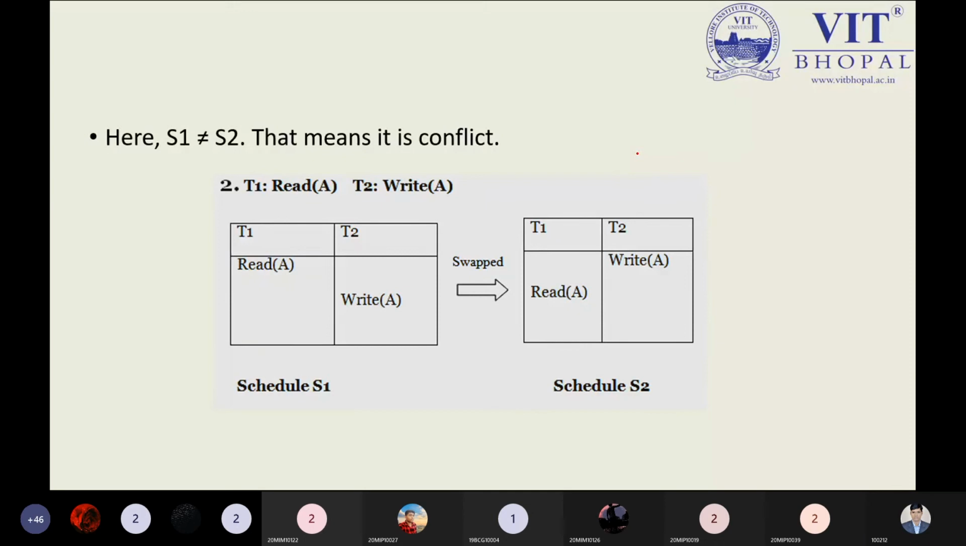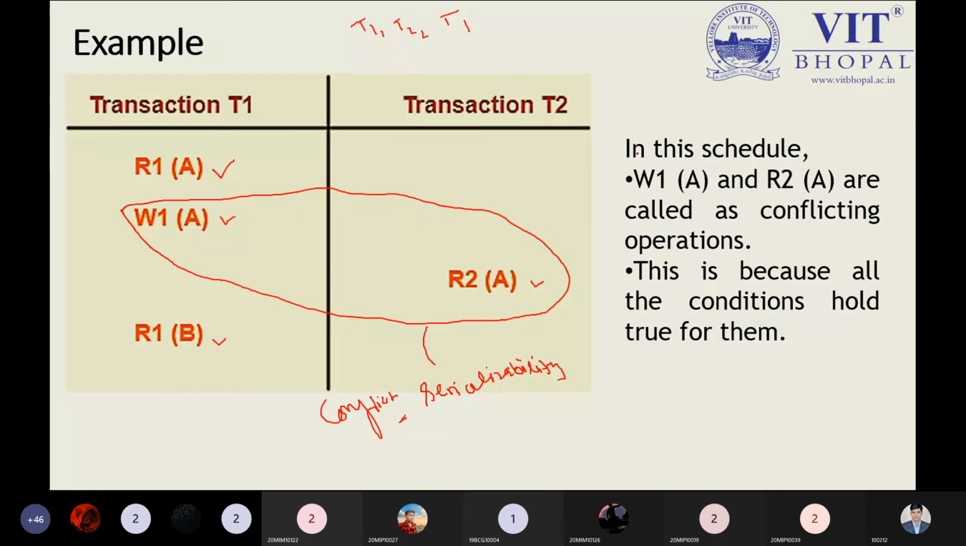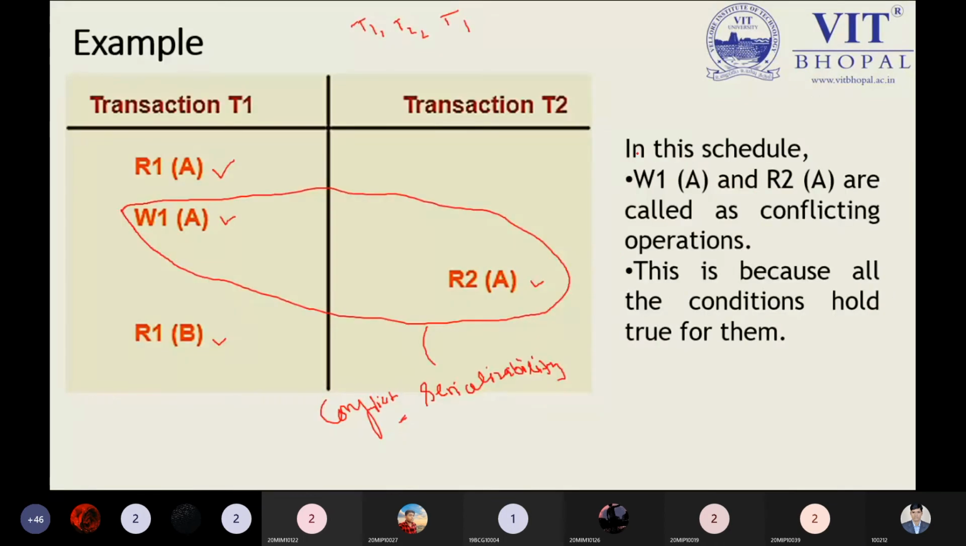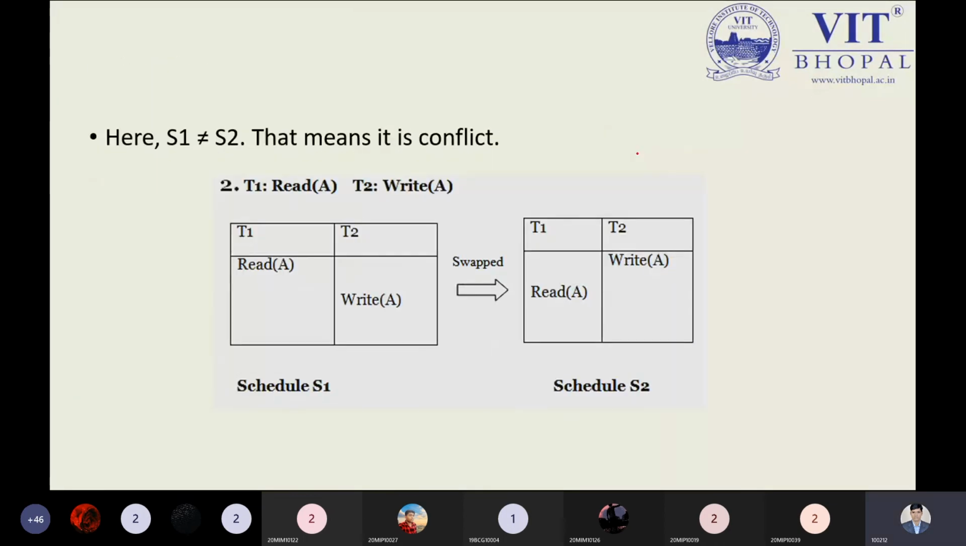Now, clear? Now this example is clear. See, this example is similar to this: W1A and R2A. Because one of the operations belongs to a write operation, it will not be possible. See the third statement: at least one of them is a write operation, so it will be a conflicting operation. So this was our example, which is inspired by the previous ones.